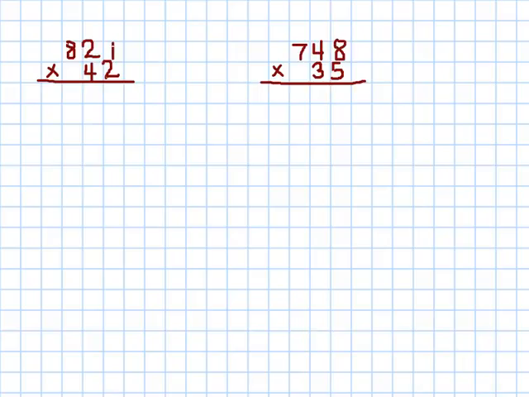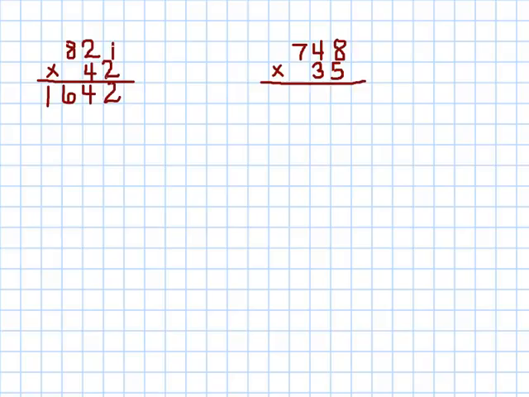Now we've got these on grid paper. Sometimes grid paper helps you to keep your numbers lined up. So if you need to work your problems on grid paper, that's perfectly fine. Let's look at our first problem, 821 times 42. I want to start with the 2, and 2 times 1 is 2, and 2 times 2 is 4, and 2 times 8 is 16. Now I've multiplied the 2 times everything, and I'm ready to move on to that 4.